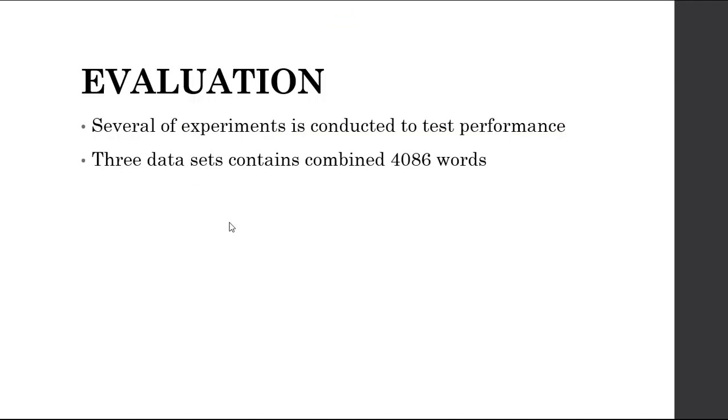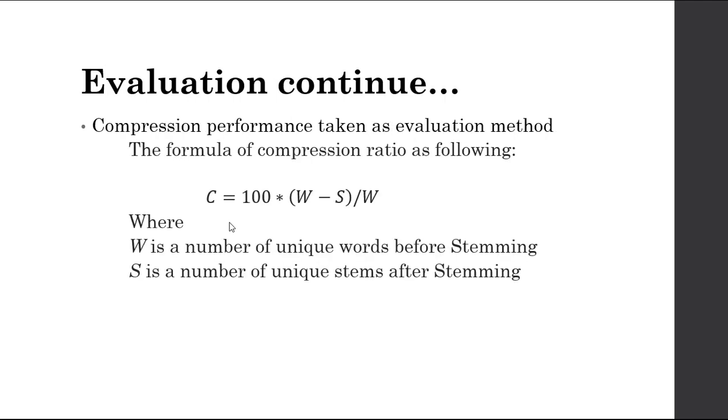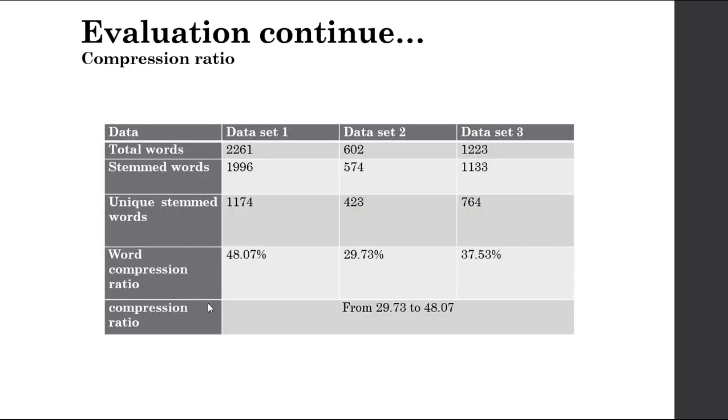Okay. For the evaluation, we have prepared 3 datasets that contain more than 4,000 words, and evaluation is measured by applying the compression performance formula. This is the compression performance formula, where C is the compression ratio, W stands for the number of unique words before the stemming process, and S is the number of unique stem words after the stemming process. So let's see our result.